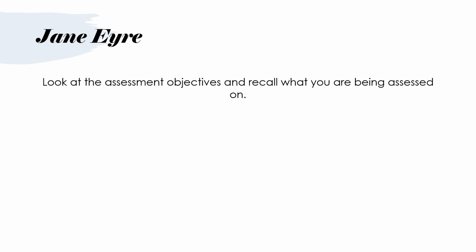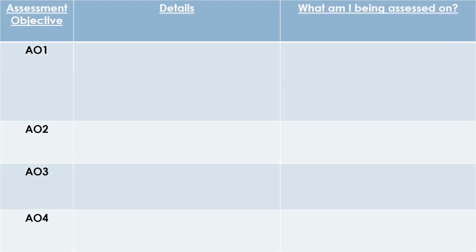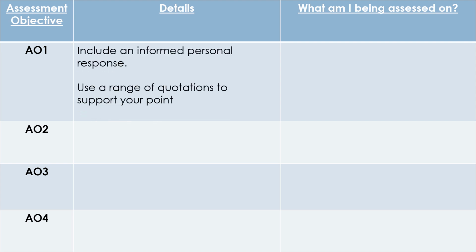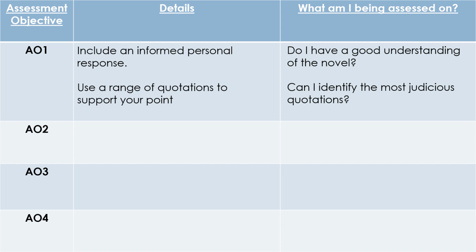Look at the assessment objectives and recall what you're being assessed on. First of all then, for AO1, it says, include an informed personal response. Use a range of quotations to support your points. So what am I being assessed on? Do you have a good understanding of the novel, and can you identify the most judicious quotations? If you're not too sure what we mean by this, a judicious quotation means the most valuable quotations, ones where you can talk about writers' methods and their effect within the text.